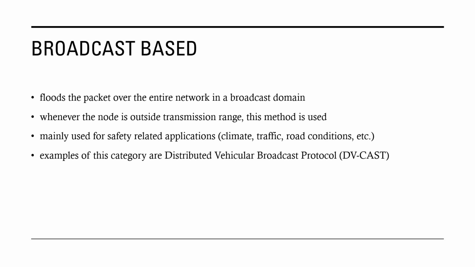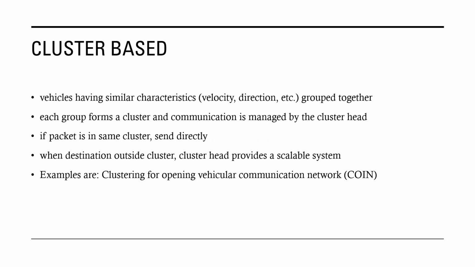So this is mainly used for safety related applications, for example climate, traffic, road conditions, etc. These messages are very important because they are safety related applications. So instead of taking risks, the broadcast method works very well here, because the broadcast is almost certain to reach the destination, and this is the kind of information which every vehicle needs to know. So the broadcast based protocol is best used here. An example of this category is distributed vehicular broadcast protocol, or DV-CAST.